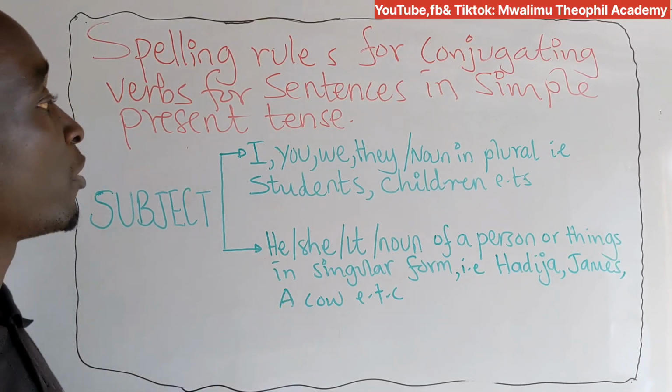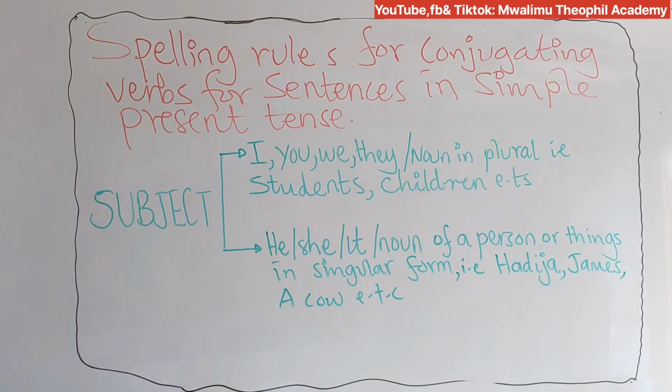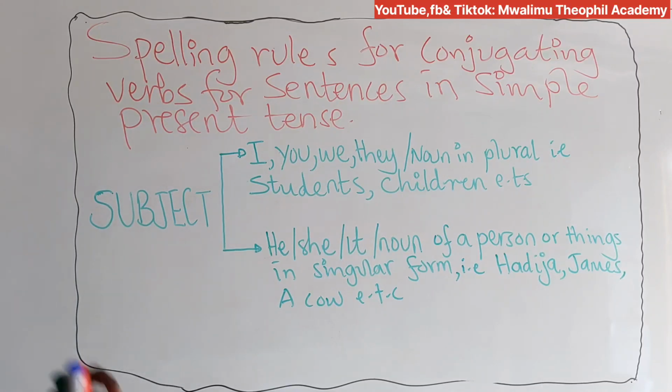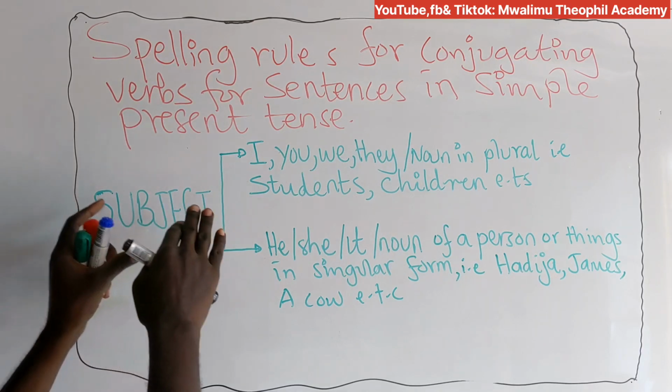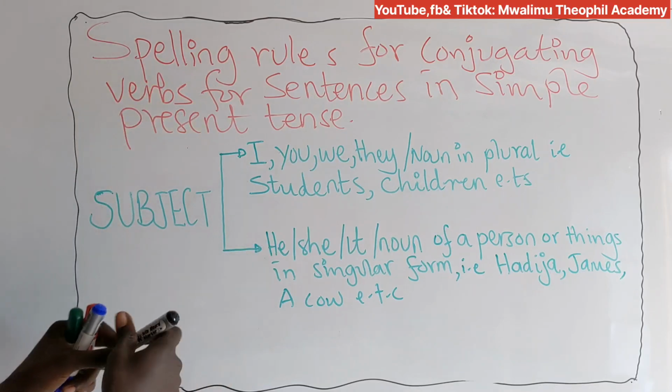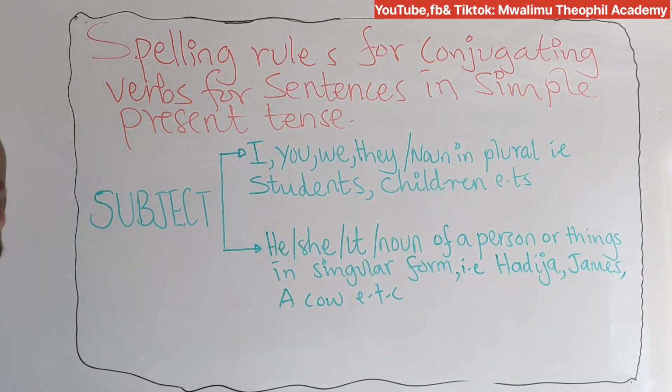Today, I'm going to take you through spelling rules for conjugating verbs for sentences in simple present tense. We may see that the conjugation of verbs in sentences which are in simple present tense depends first on the nature of the subject you have. As we see here, we have two categories, the first category and the second category.